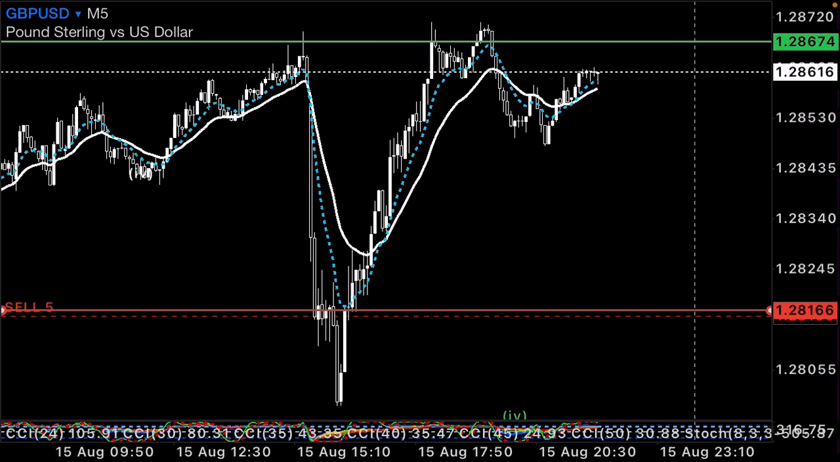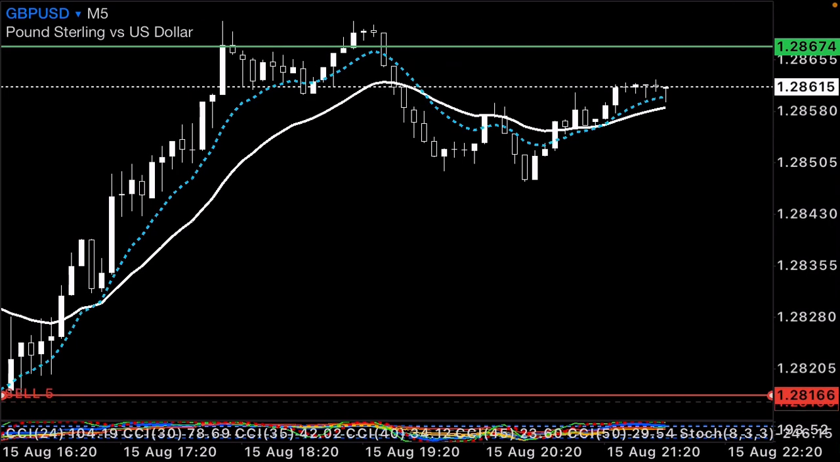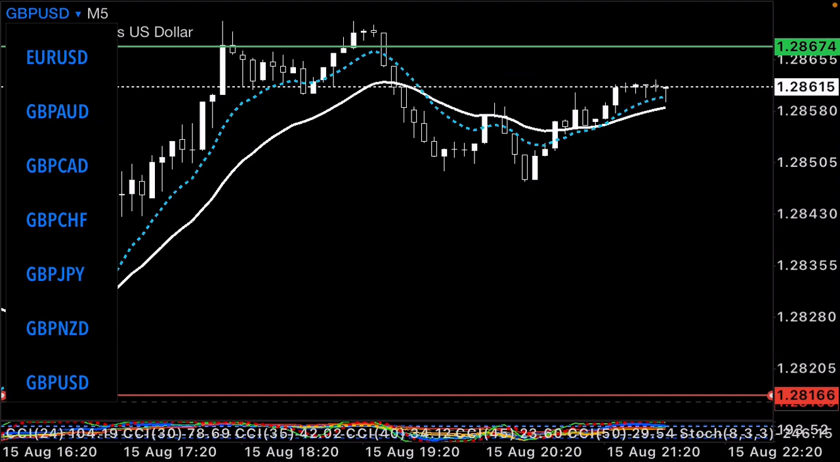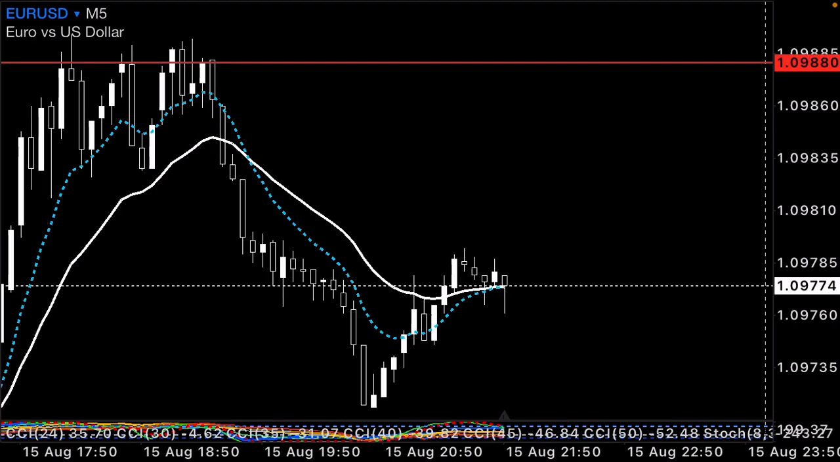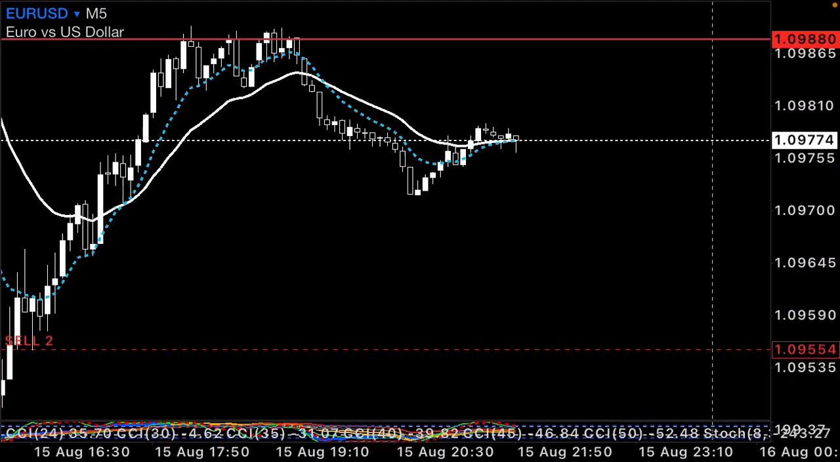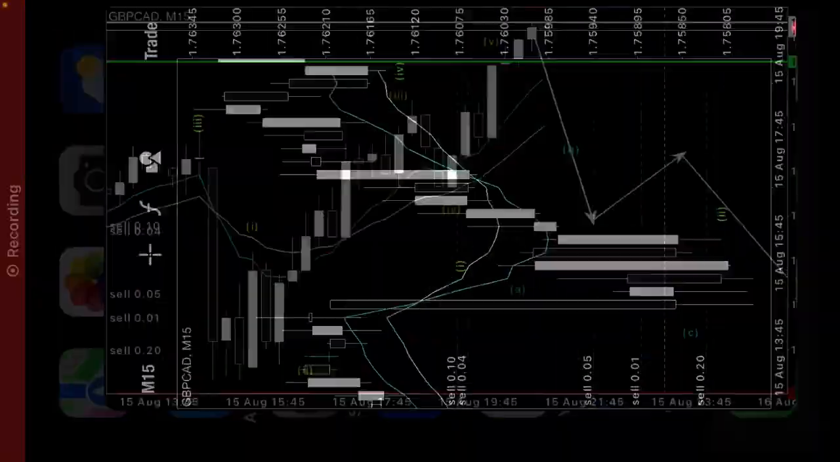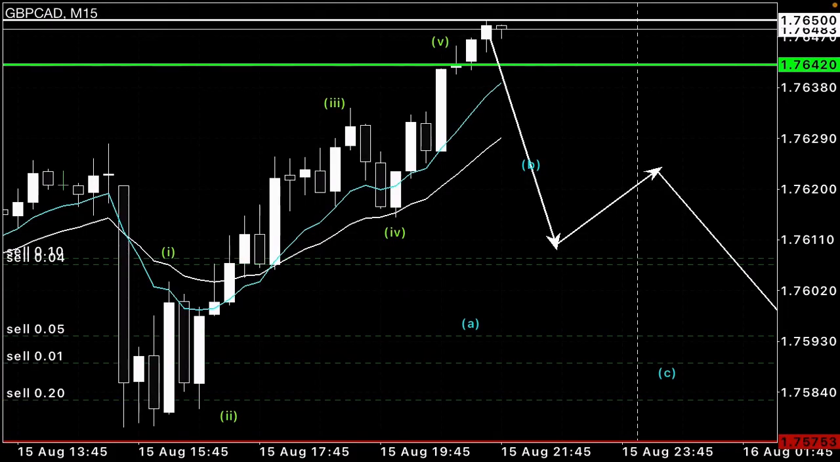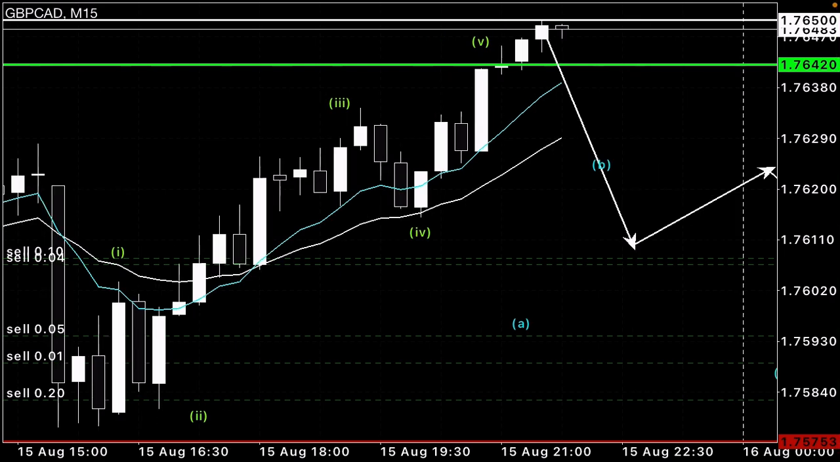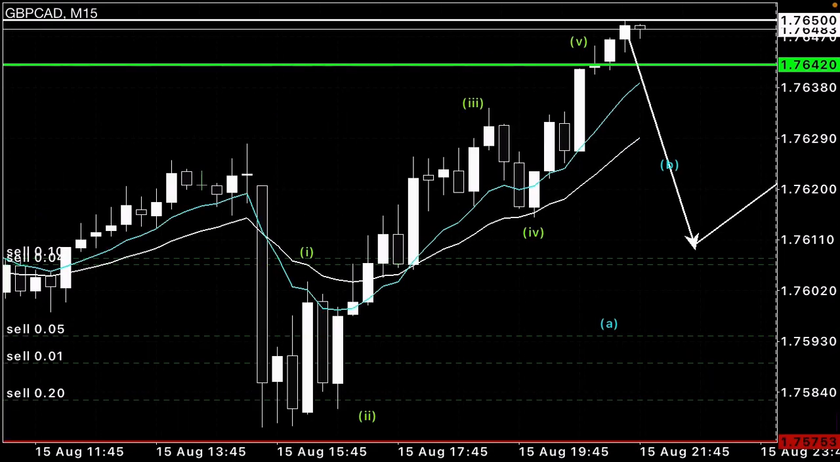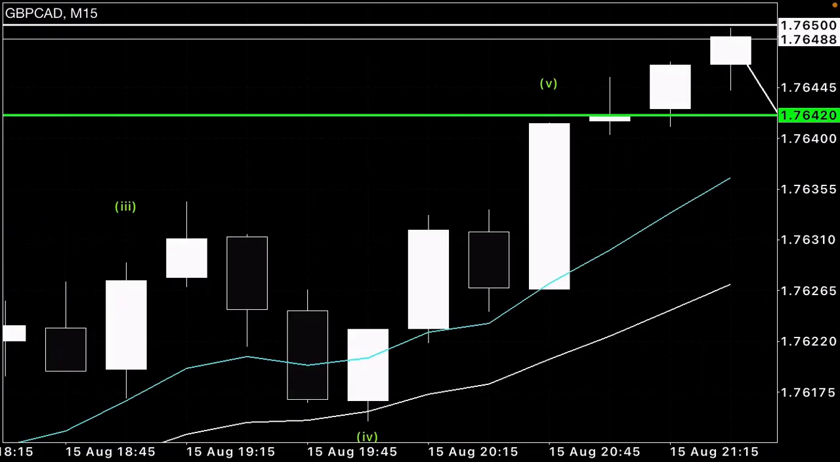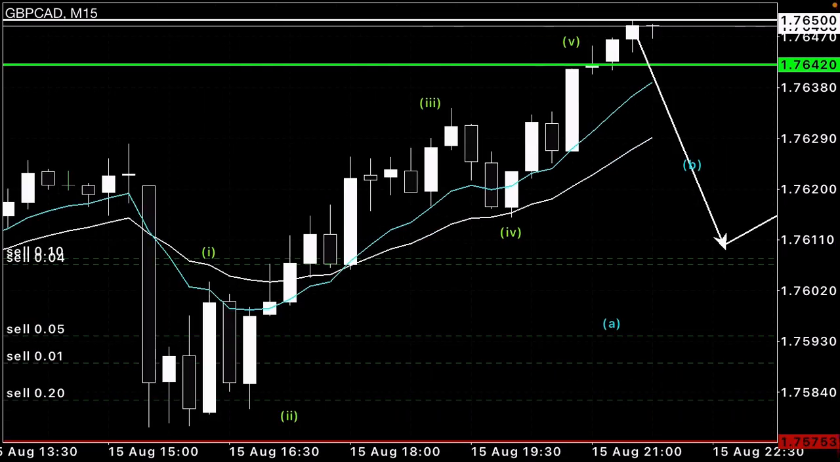Anyway, so once again, there's the demo account. There's the pound. There's the euro dollar. Still hanging low. And here's the CAD, pound CAD, sitting at the 50s, hoping for a turn here. That would be a stretched out 5 wave.